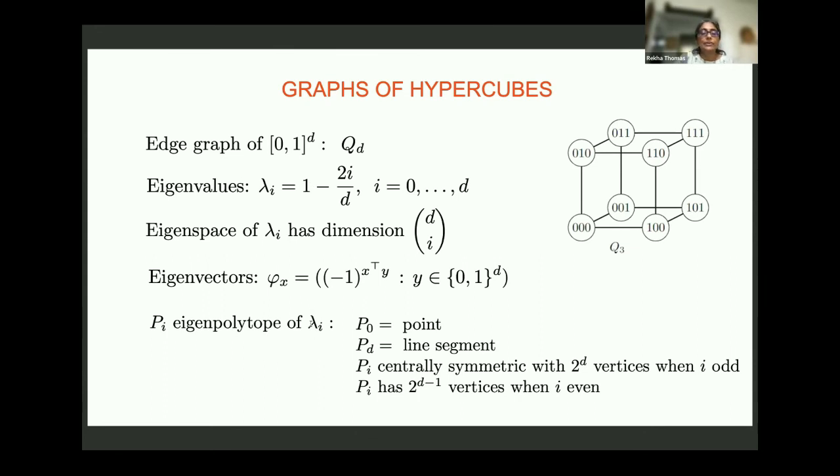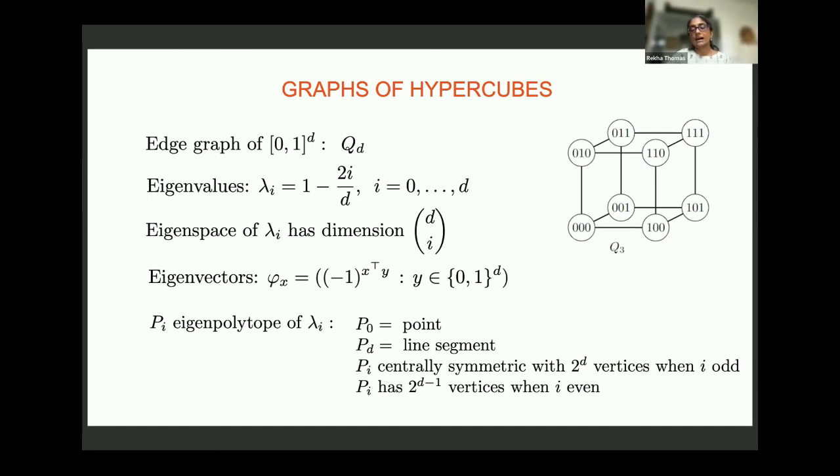And in this case, if we let P_i index the eigenpolytope of lambda_i, then P_0 is, first of all, I should say the eigenvalues are given by this formula, 1 minus 2i divided by d, and i goes from 0 to d, okay? So that's how you index the eigenvalues. And the interesting eigenpolytopes are the ones beyond P_0 and P_d, okay?